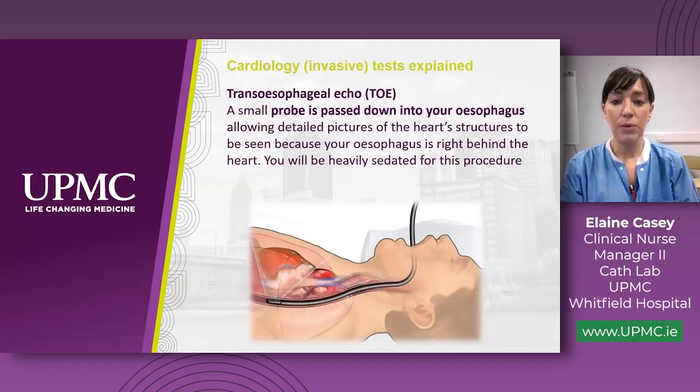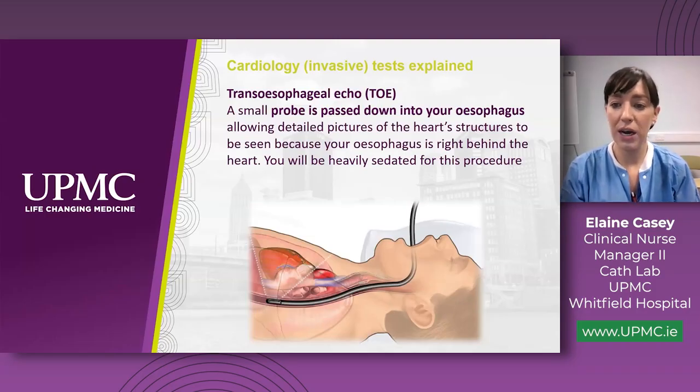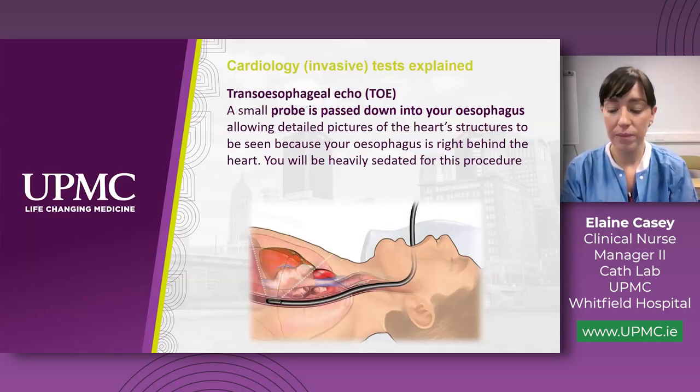Transesophageal echo. So a small probe is passed down into your esophagus, allowing detailed pictures of your heart structure to be seen because your esophagus is right behind the heart. You'll be heavily sedated for this procedure.